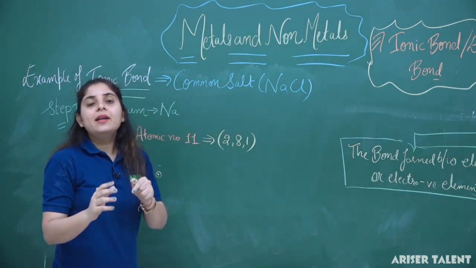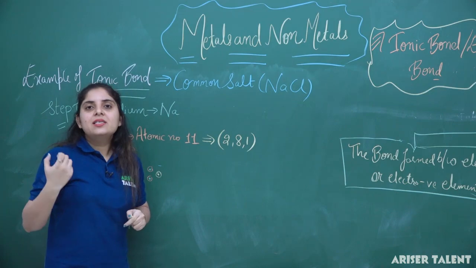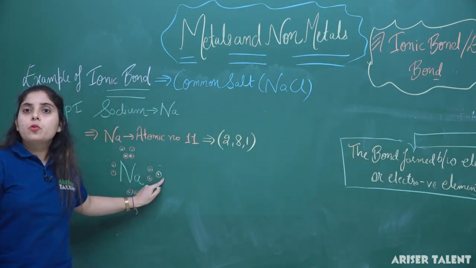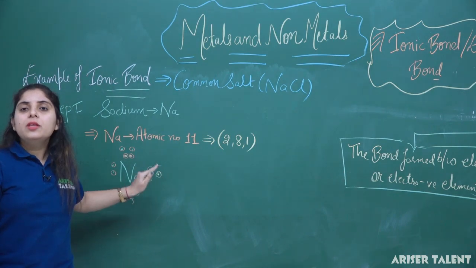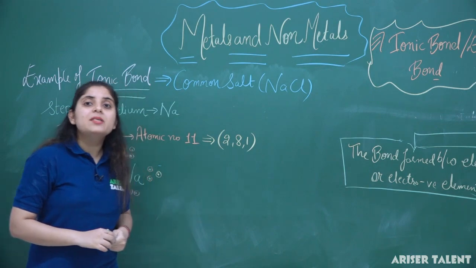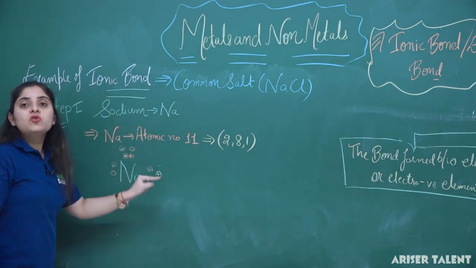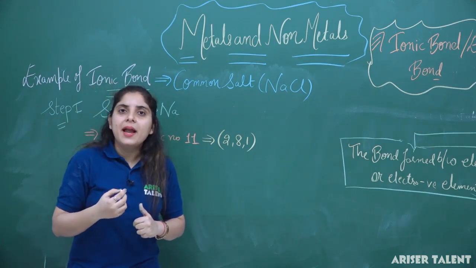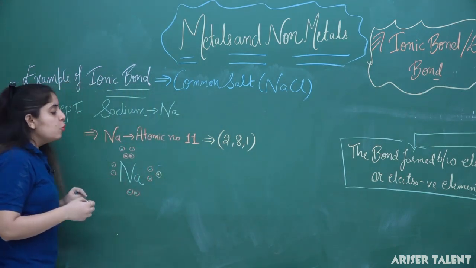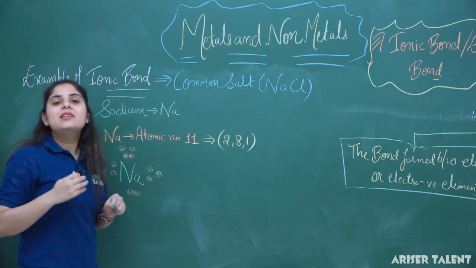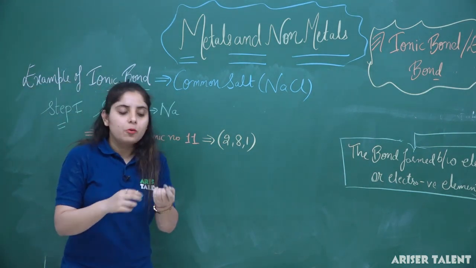So we can see that it will acquire stability only by losing that electron, because by losing that electron the electronic configuration of sodium will be 2,8. So it must be possible to lose 1 electron in spite of gaining 7 electrons from the neighboring atom. So what will sodium do? Sodium is going to lose that electron and attain extra stability by having 8 in its outermost shell.